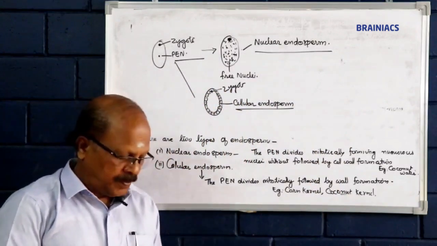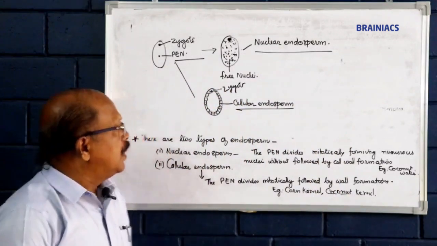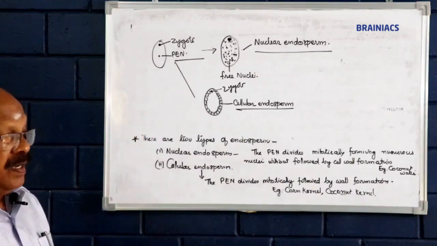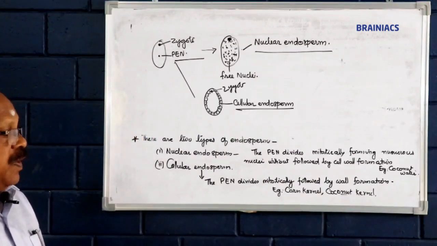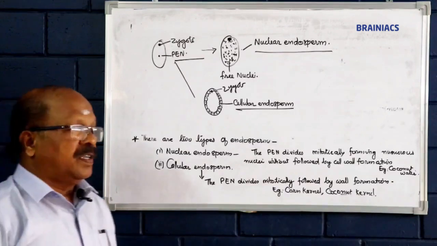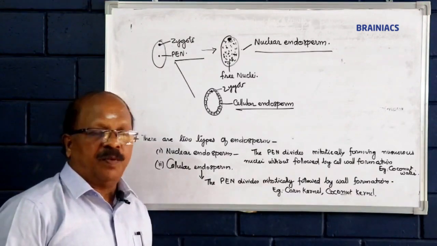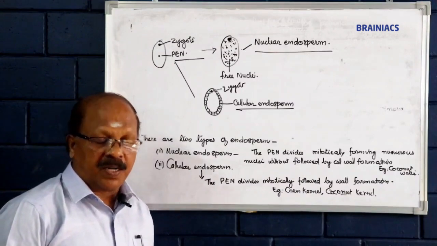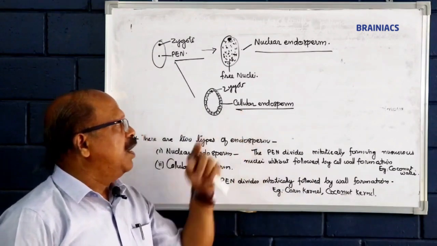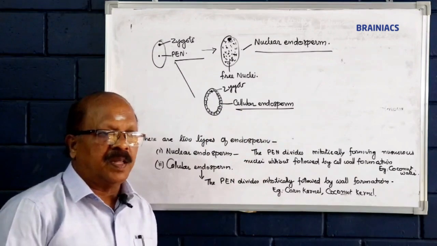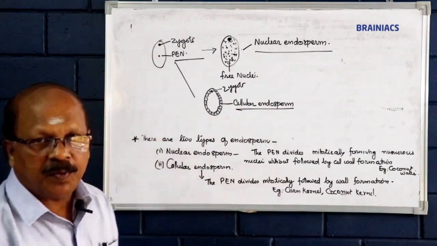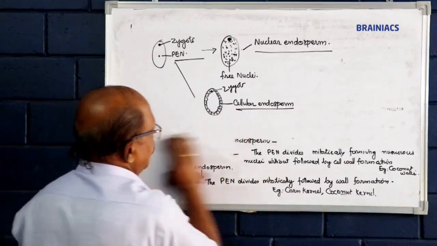These are the two important different kinds of endosperms, that is nuclear endosperm and cellular endosperm. Nuclear endosperm is present in coconut milk, coconut water, and cellular endosperm will be the kernel, thenga in Malayalam, you know.